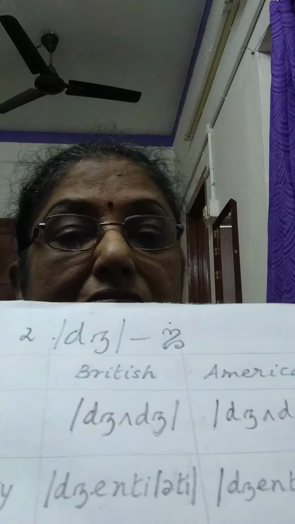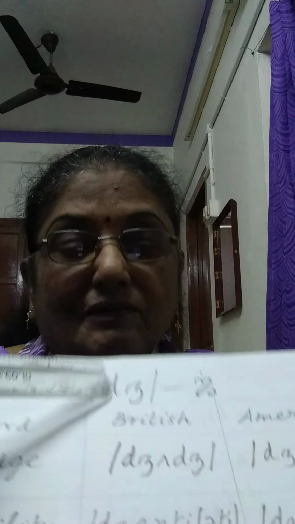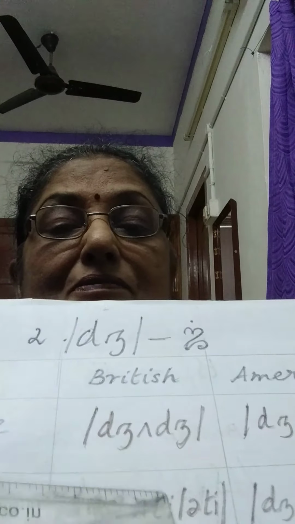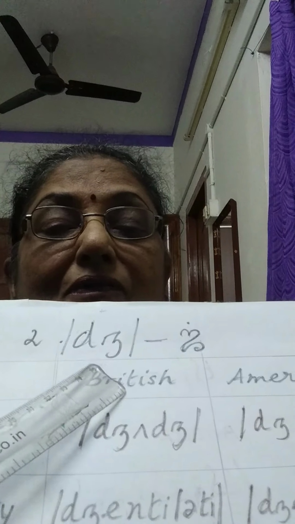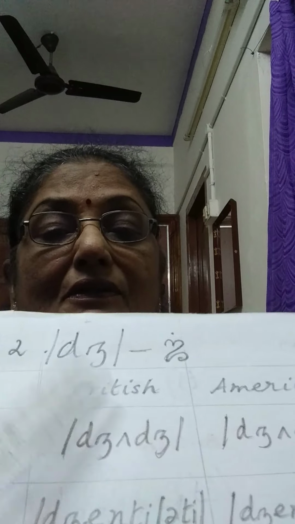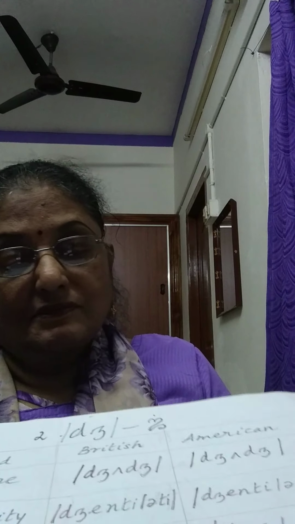The next affricate is ij. Just like that, we put D and Z as the symbol, that is known as ij. For the j sound, we have to put D and Z in phonetics.